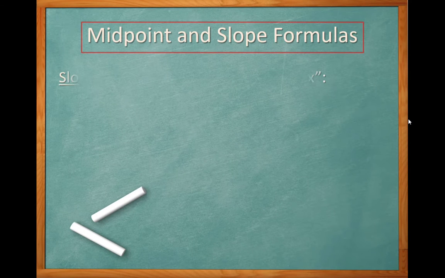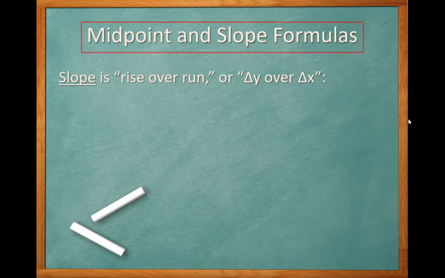Now the slope. You've heard many things to describe slope in the last several years: rise over run, change in y over change in x, or delta y over delta x. That about sums it up. Find the difference in y's and the difference in x's, and it's sometimes a whole number, but usually a fraction.